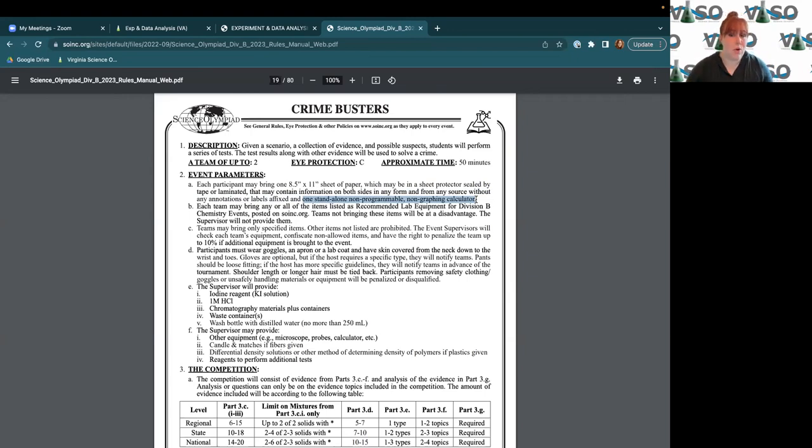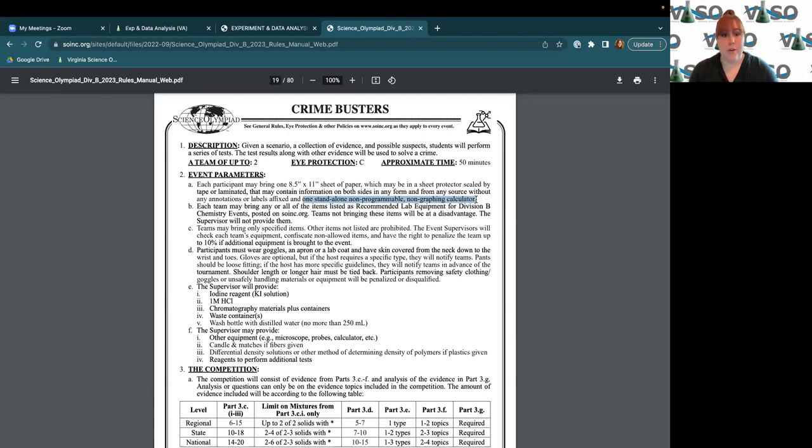Some allow only 4 functions, some allow scientific, some allow effectively a graphing calculator. It depends, and we have to be prepared based on the particular event. And then there are sometimes additional materials that an event may need.